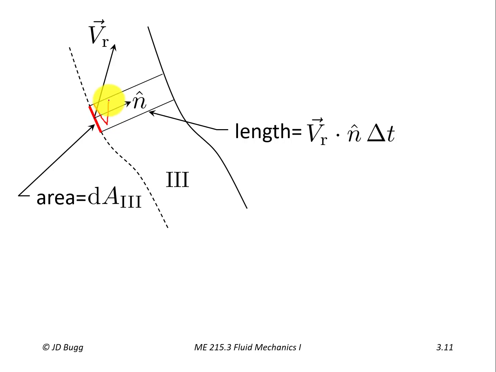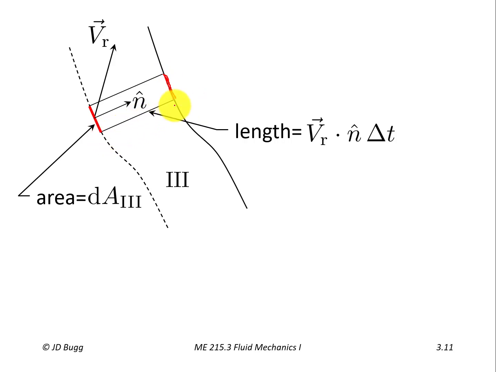So now what we're seeing here is a small segment of the volume of region 3. We take this area dA, we project it out perpendicular to the surface, and it comes to the control mass boundary here.